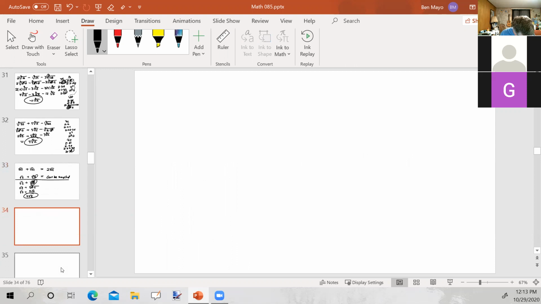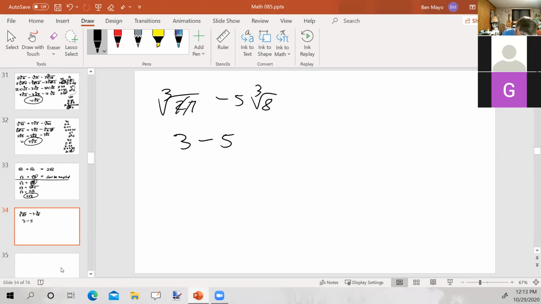How about this one? Cube root of 27 minus 5 cube roots of 8. Let's see. Is 27 a cube? Yes. So what's the cube root of 27? 3. Is 8 a cube? Yes, 2. Okay with that? Yes. All right.